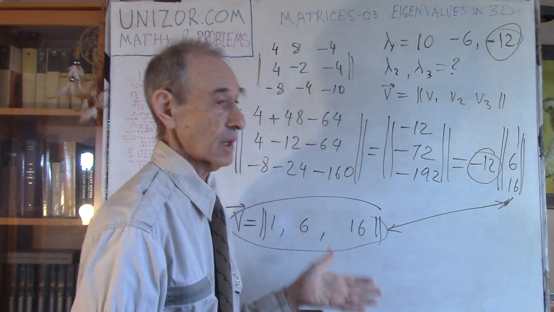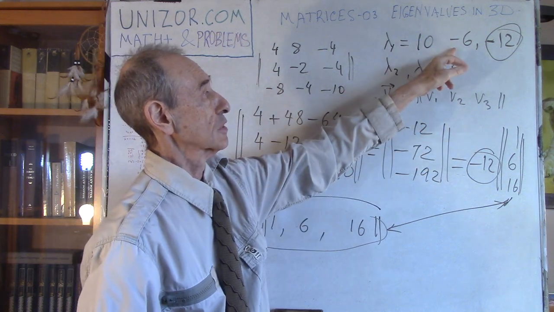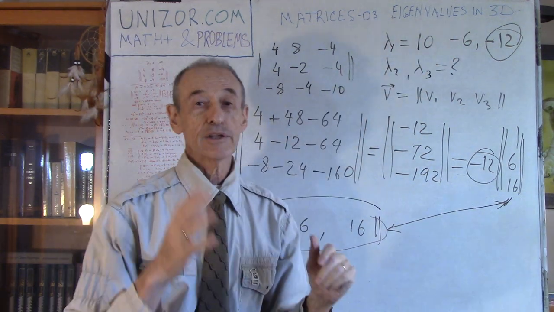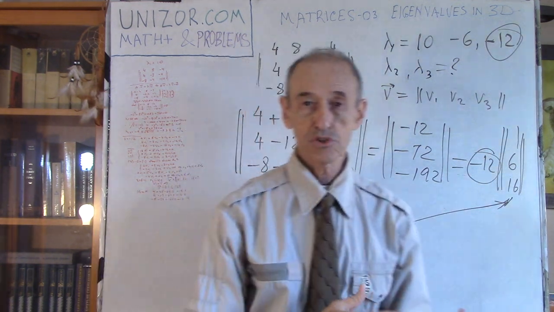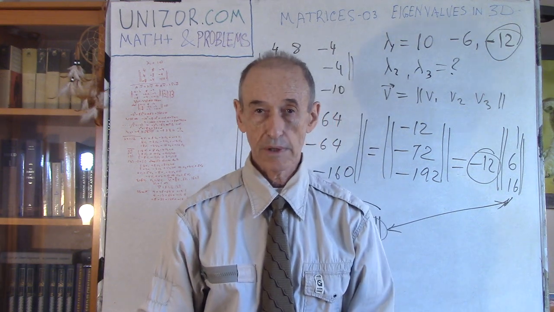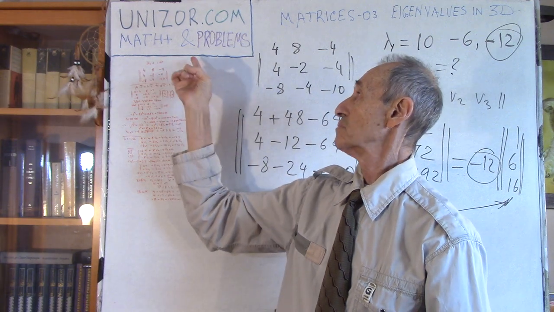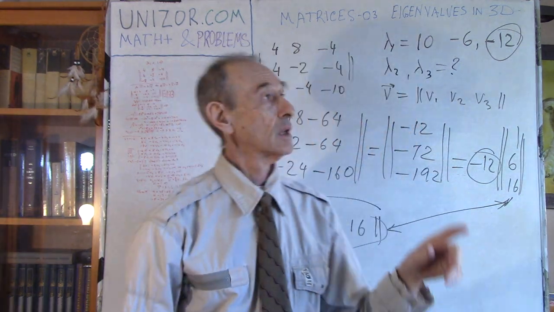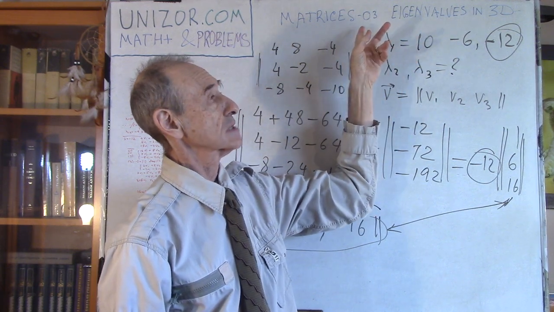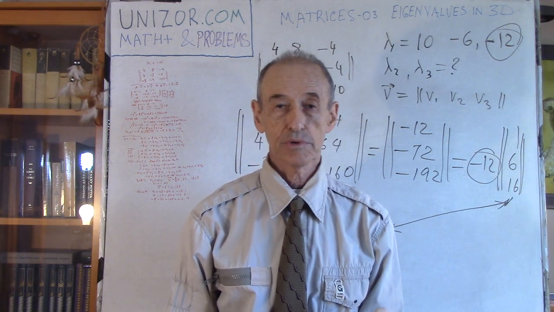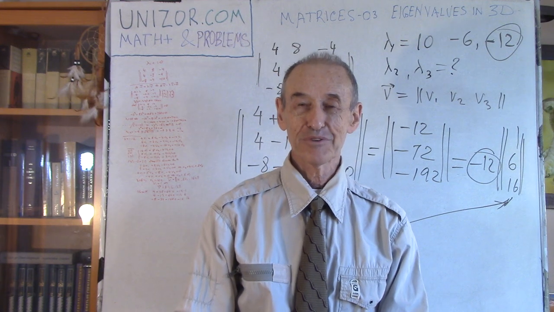Now, the two other eigenvectors can be found by doing exactly the same thing which I did with minus 12. You can do it with minus 6 and minus 10, and check it against the notes for this lecture. So, that's what I'm suggesting: finish this particular calculation for the two other eigenvectors. Go to the notes on unizor.com, courses, math, plus, and problems. Then the partition is called matrices, and this is matrices 03. Check it out. I hope you will be exactly satisfied with your answers.